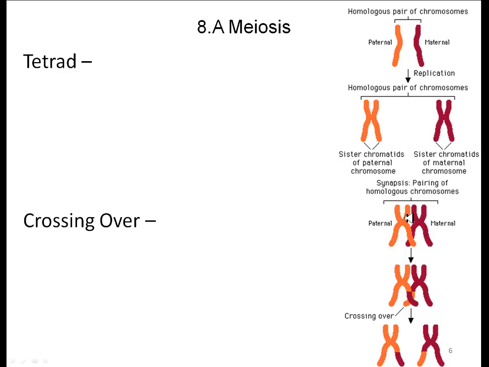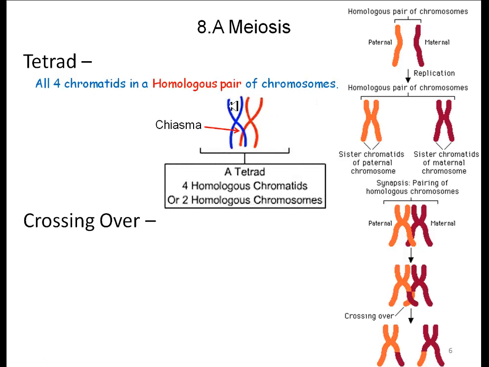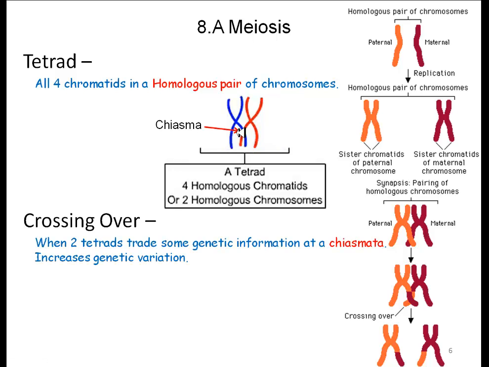Tetrads are when we start talking about homologous pairs. So this one right here, where we talk about the fathers and the mothers, would be called a tetrad. A tetrad is 4 chromatids, or the homologous pair of chromosomes. Here is a tetrad, and it has a chiasma, and a chiasma is a point where the 2 chromosomes may touch and swap genetic information. This is what's called crossing over.